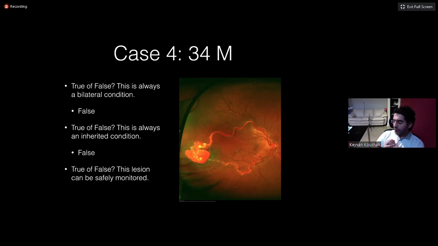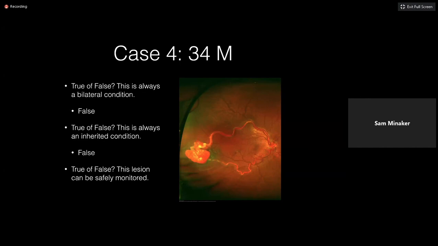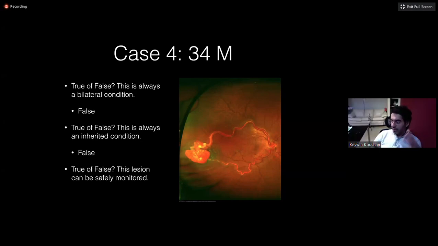Can be safely monitored or no? So what's the syndrome here? This is a capillary hemangioma, right? Capillary hemangioma can be sporadic, but if it's more than one or bilateral, you're looking at von Hippel-Lindau, right? And can von Hippel-Lindau be safely monitored? No, you want to investigate these patients because it's a cancer syndrome, and additionally, you'd probably want to ablate the lesion. Exactly. The lesion has to be ablated. It can cause tractional detachments. It can cause exudation. There's a 50% chance of vision loss in eyes with capillary hemangiomas. So false.